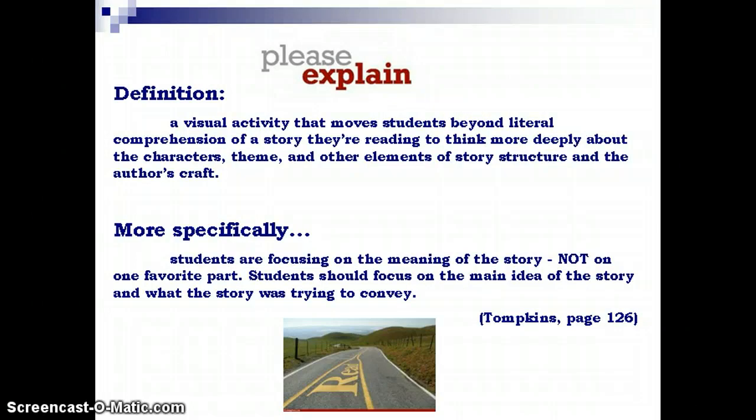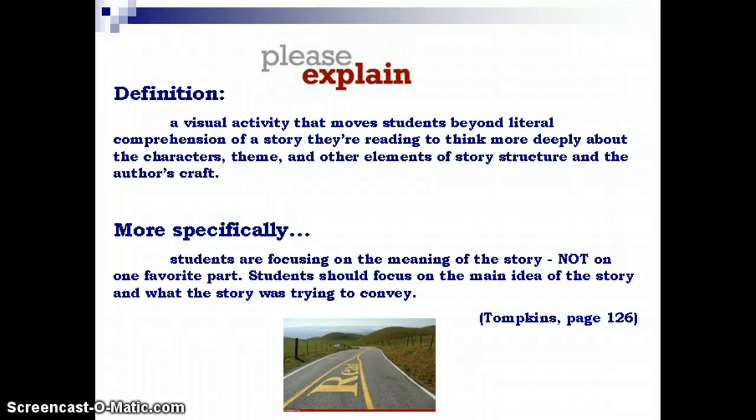Sketch to Stretch is defined as a visual activity that moves students beyond literal comprehension of a story they're reading to think more deeply about the characters, theme, and other elements of the story structure and the author's craft. I would say that sketch to stretch is the underlying symbolism within a text.